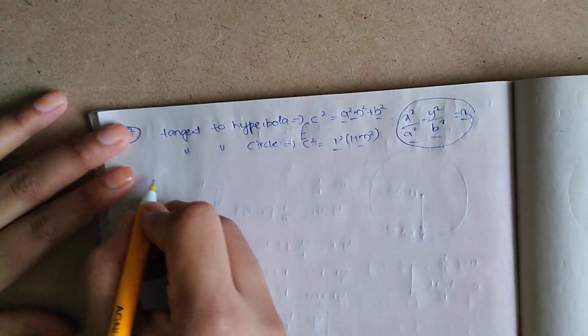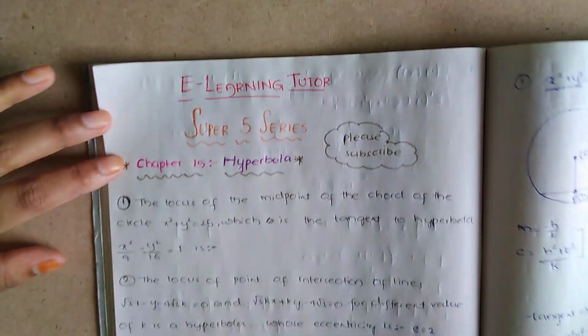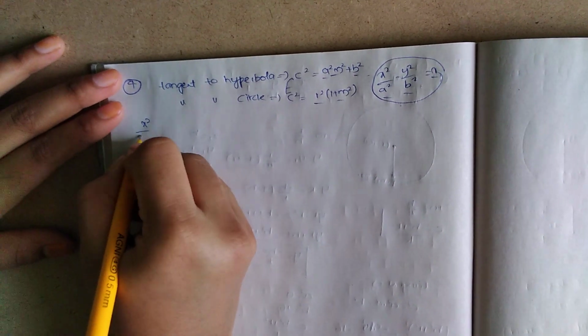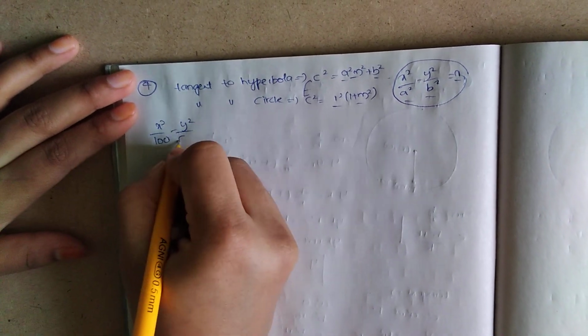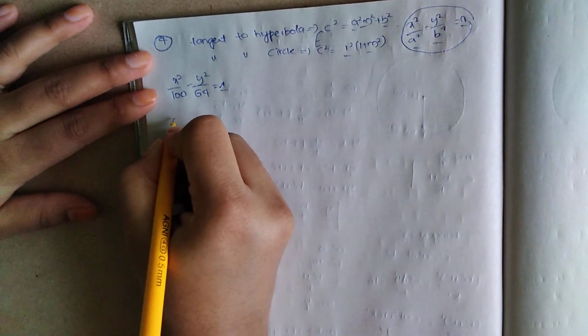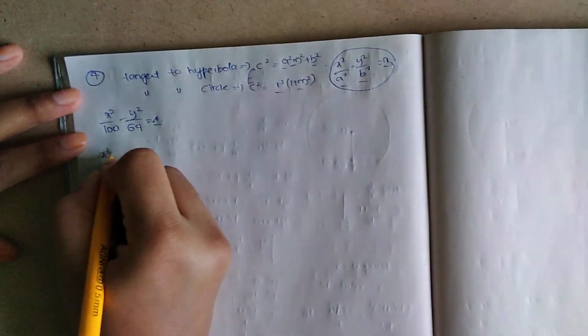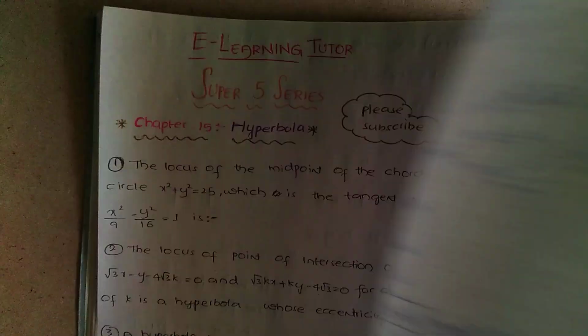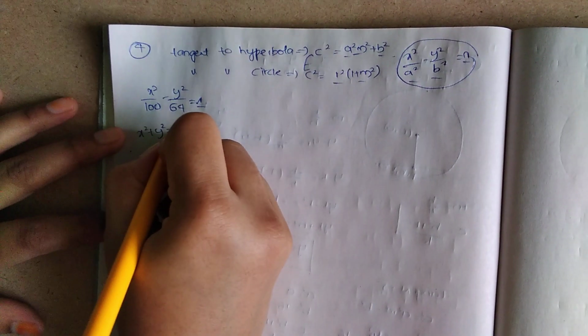Okay, what is the hyperbola equation given as? x square by 100 minus y square by 64 is equal to 1, and the circle equation is given as x square plus y square is equal to 36. Yes, I am doing it.